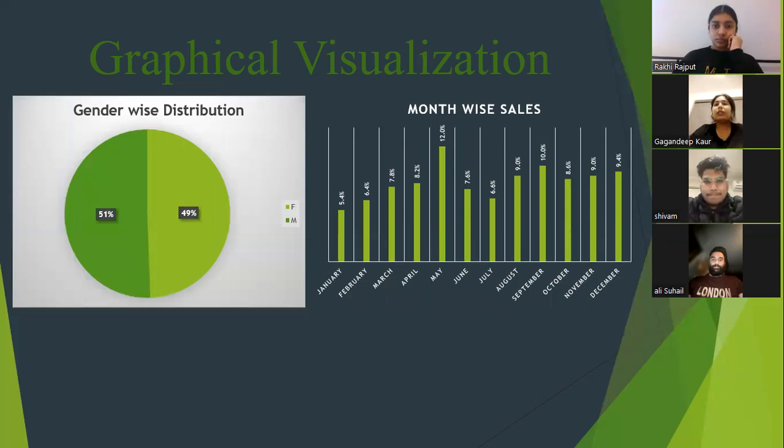Moving to the next graph, this graph demonstrates the percentage distribution of sales according to month, and we can see that the maximum percentage was shown in the month of May and the minimum was shown in the month of January, which was 12% and 5.4% respectively. Moving to the next graph.